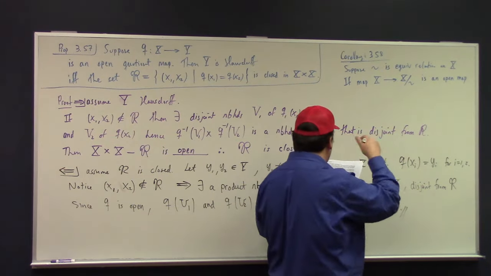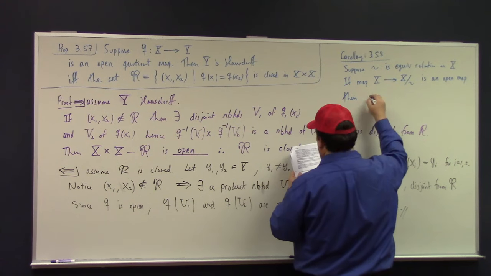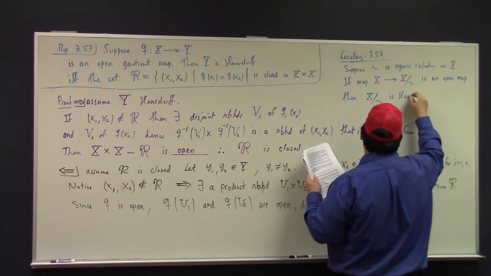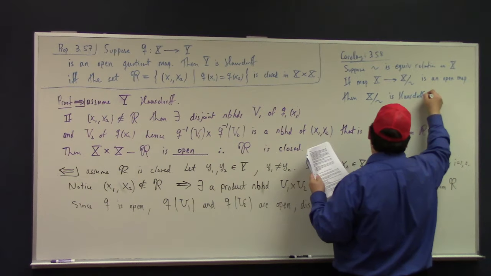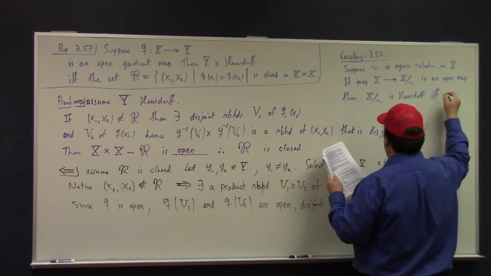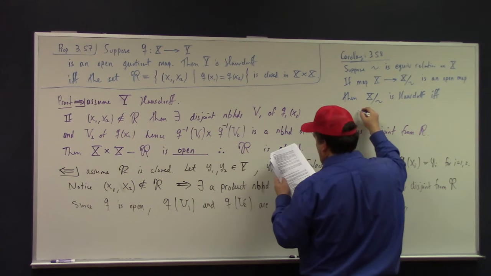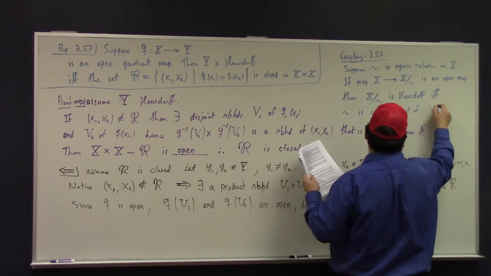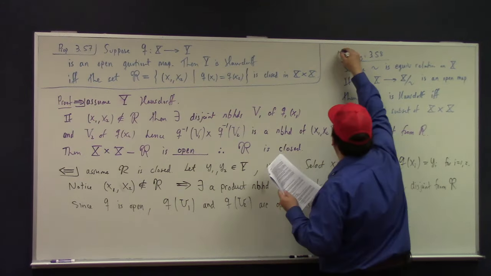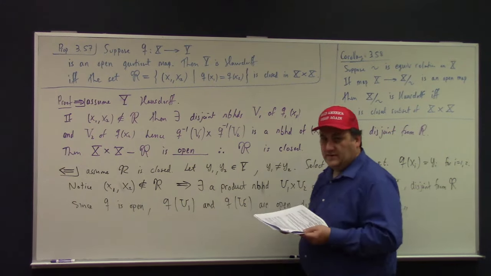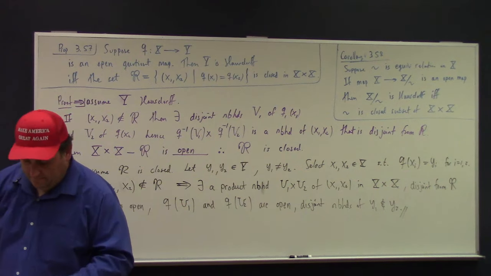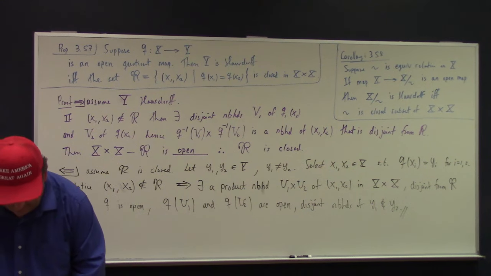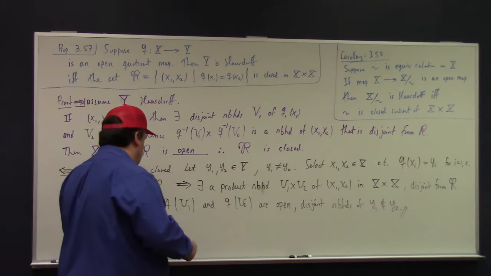If that's an open map, then X mod squiggle is Hausdorff if and only if squiggle is a closed subset of X cross X. Remember, we can look at an equivalence relation as a subset of the Cartesian product of the set with itself. All right? Okay, so great, let's move on here.